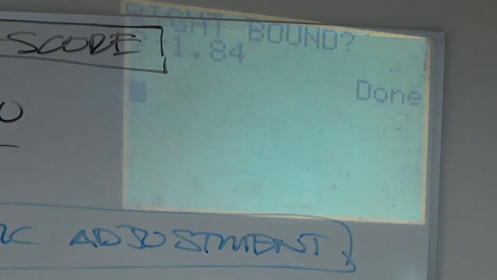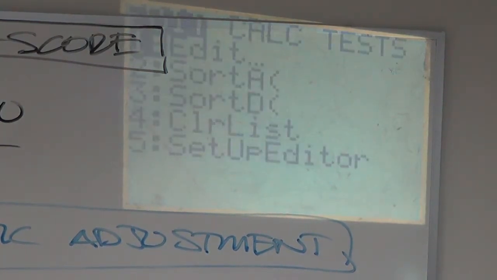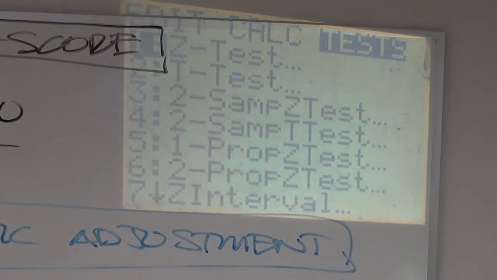So what you want to do is go to your stat menu, just like you went before. Go to tests, just like you went before. And this is the first time we've actually run a test. Usually we're running confidence intervals in here. We're actually running a test now. And you have to scroll down until you see everything that coincides with what we just did.